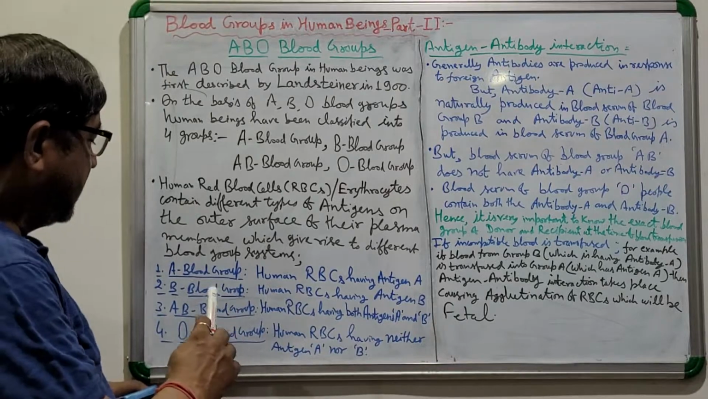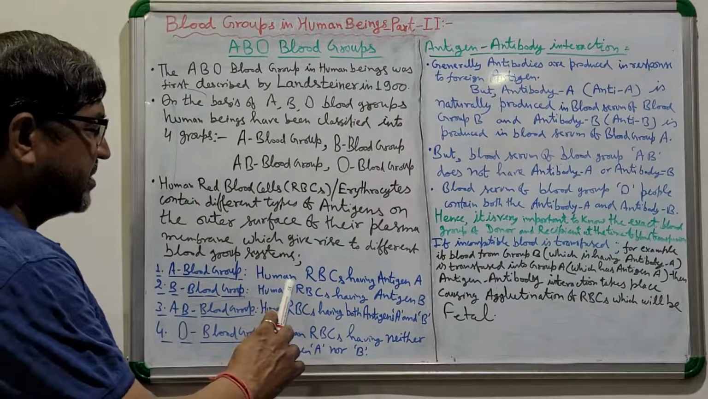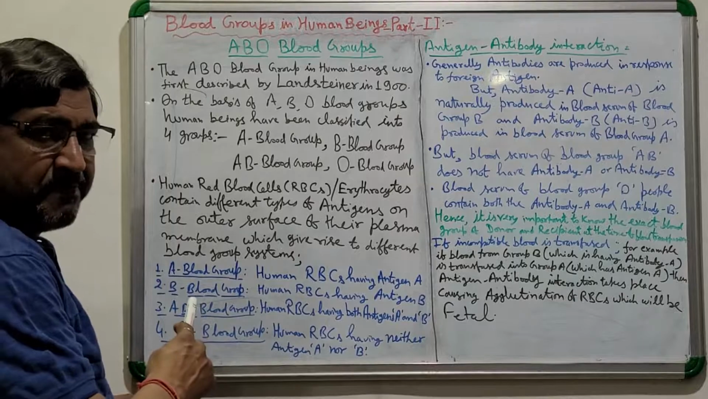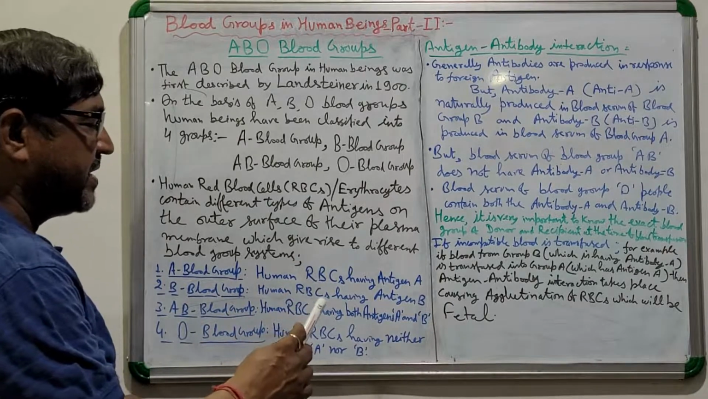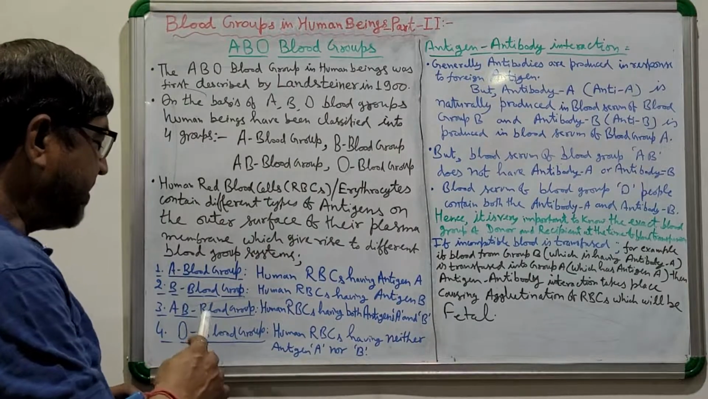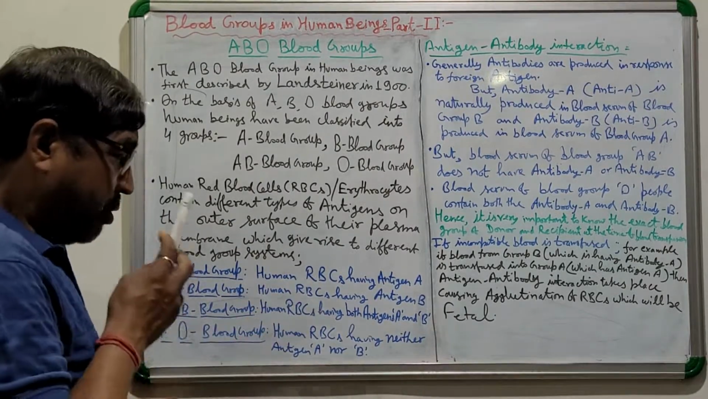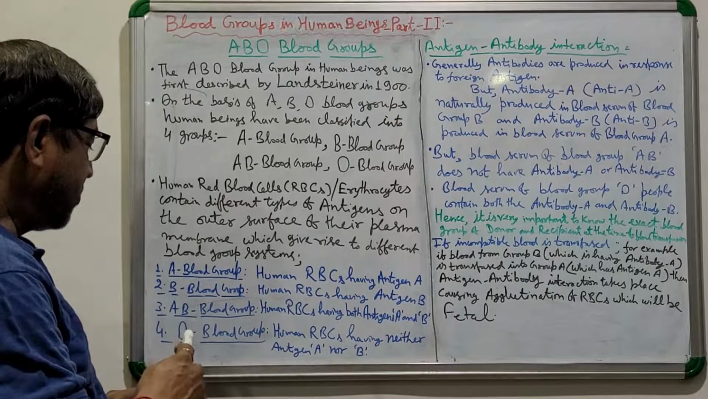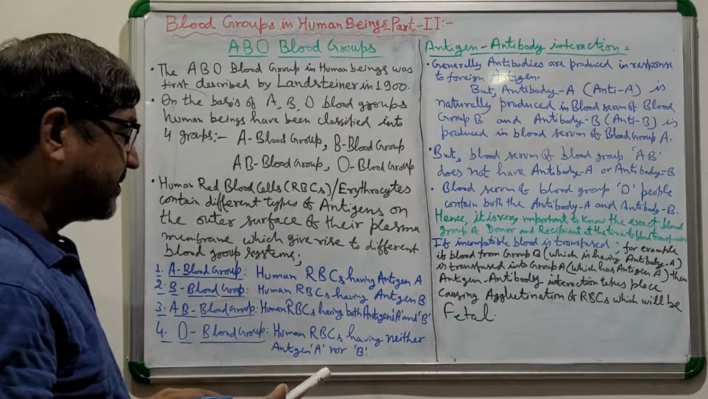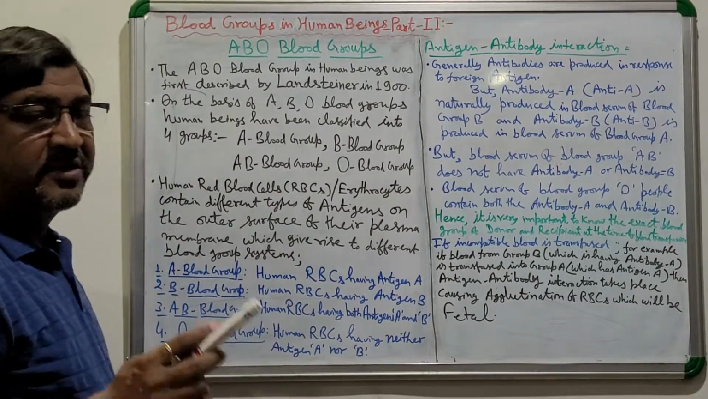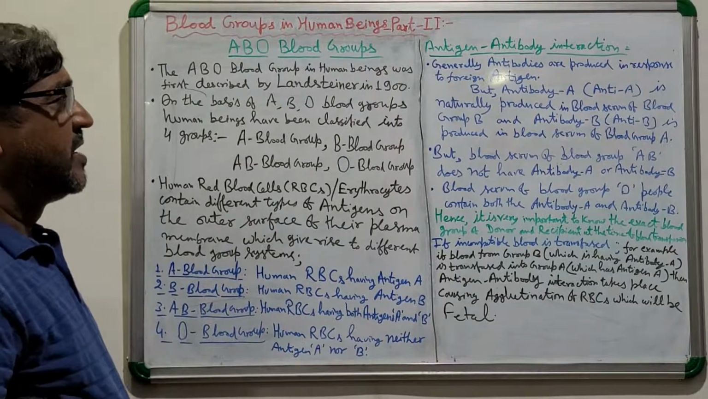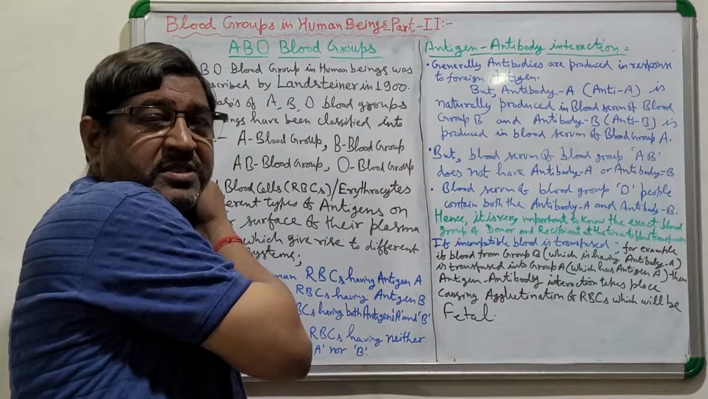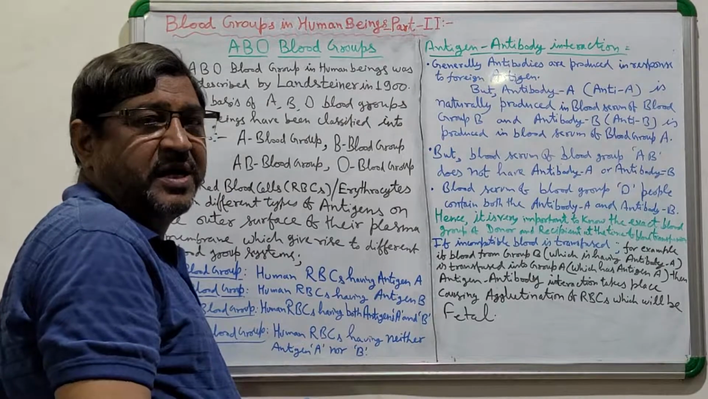Like you see, A blood group, human RBCs having antigen A. In B blood group, human RBCs having antigen B. AB blood group, human RBCs having both antigen A and B. And O blood group, human RBCs having neither antigen A nor antigen B. Now you see the antigen antibody interaction, how these antibodies are formed in reaction to the antigens.